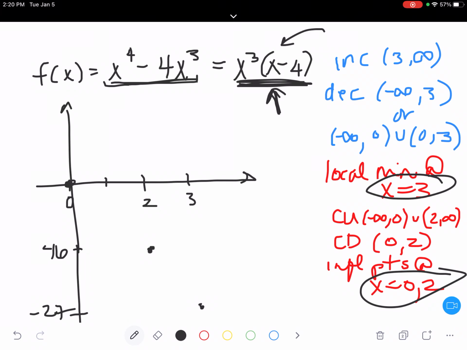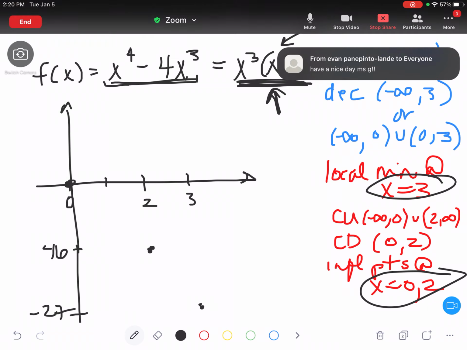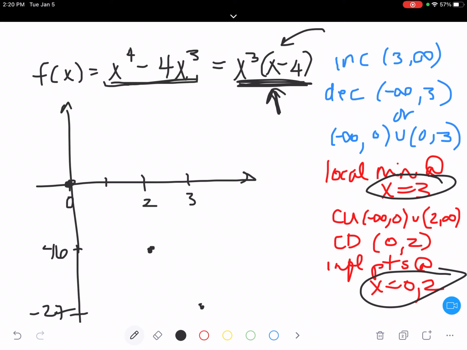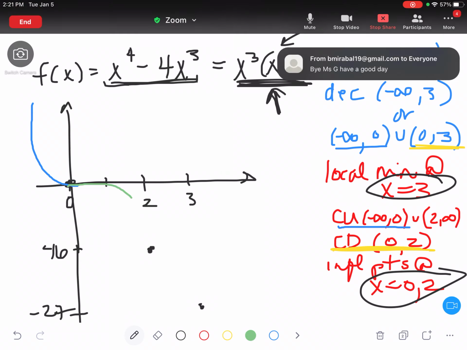So now let's just look at what's happening here. On my initial interval, when I'm less than 0, I have to be concave up and decreasing. So concave up and decreasing looks like this. Okay, from 0 to 2, I am concave down and decreasing. So concave down and decreasing looks like this.